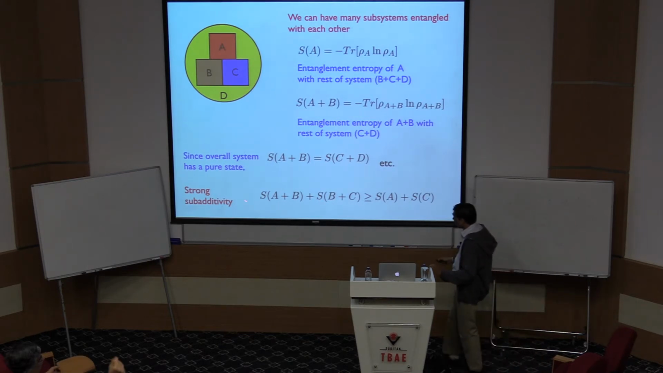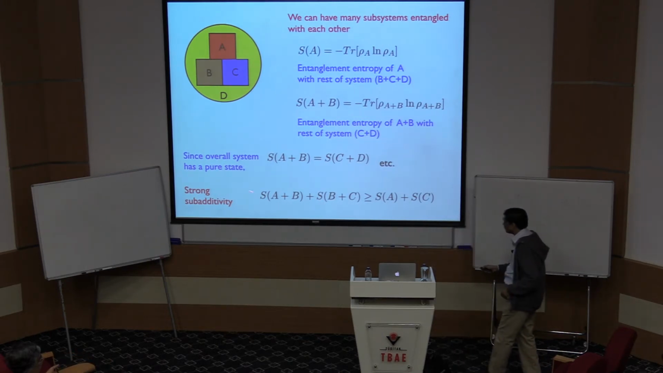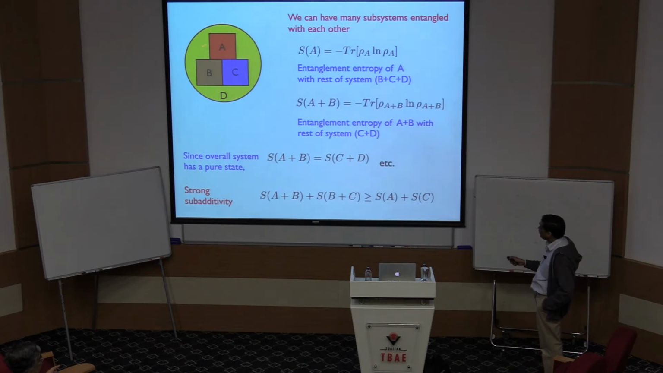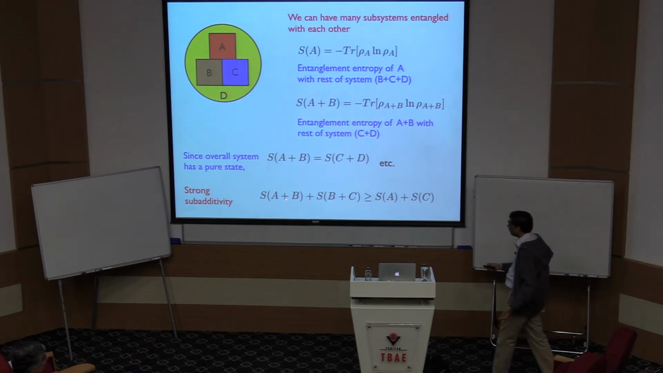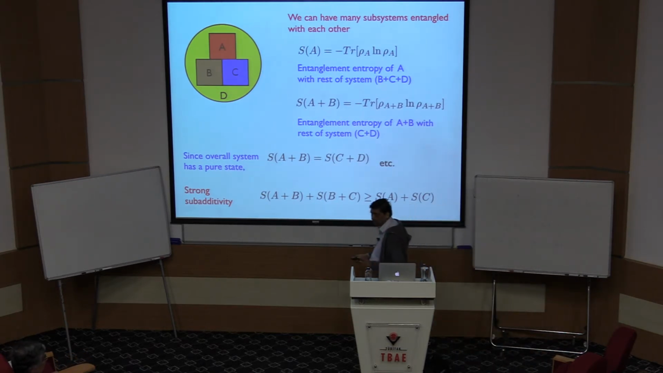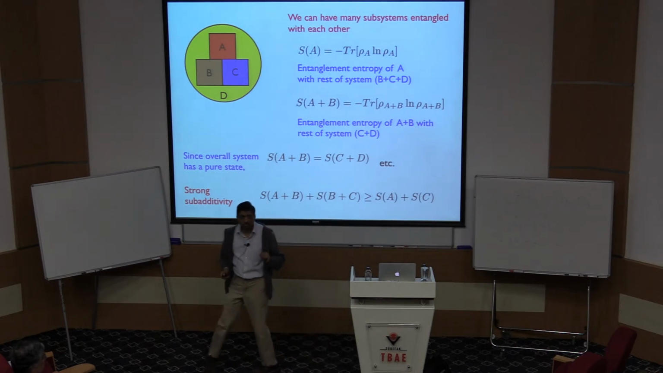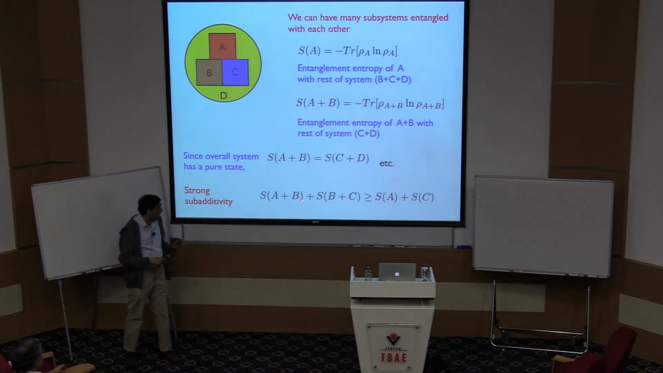So there are some nice inequalities, and the one we'll actually be using is what's called strong subadditivity. It says that if we have four systems entangled with each other like this, then the entanglement of A plus B with the rest, added to the entanglement of B plus C with the rest, is bigger than the entanglement of A with BCD plus the entanglement of C with BCD. Right now it doesn't seem to make any sense. There's no intuitive way to see easily what this means, but it is one theorem.